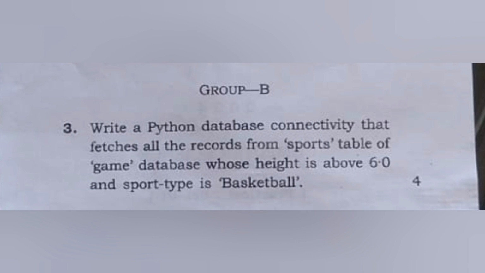So here what we have to do is to create a database connection in Python, and that database connection will fetch all the records from the MySQL. And in order to fetch, we'll have to create the database, and as given in the question, the name of the database is game and the name of the table should be sports, and over here we'll have to fetch the records from the sports table of game database whose height is above 6.0 and sport type is basketball.